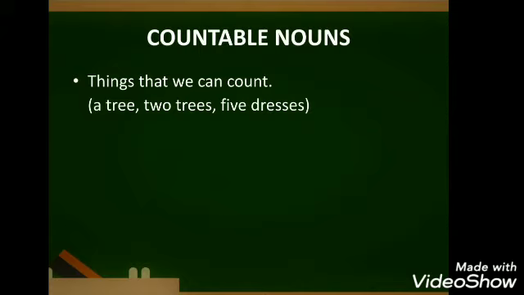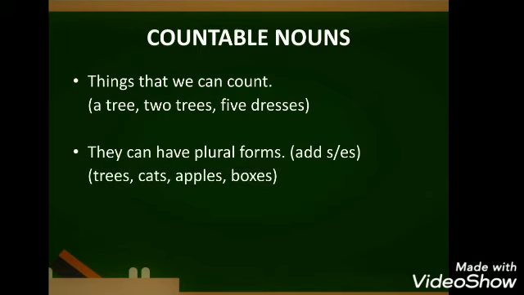Countable nouns can be changed into its plural form by adding s or es. Plural means more than one. For example, trees, cats, apples, boxes. With the word tree, I have added the letter s and made it trees. So tree, trees, cat, cats, apple, apples, box, boxes. With the word box, I have added the letters es and made it boxes.